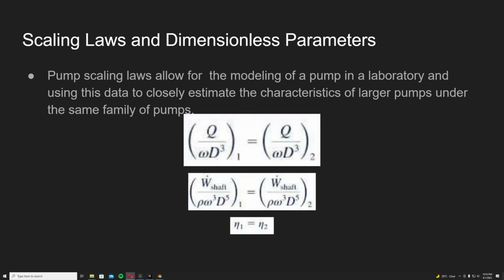Here we have scaling laws. We would use these scaling laws if we were modeling a pump in the laboratory and we wanted to estimate the characteristics of a larger pump under the same family of pumps with different, say, starting conditions or operational conditions. They can be represented below, where Q is the flow rate, omega is the angular velocity, D is the diameter, W dot is the shaft power, rho is the density, and yeah.